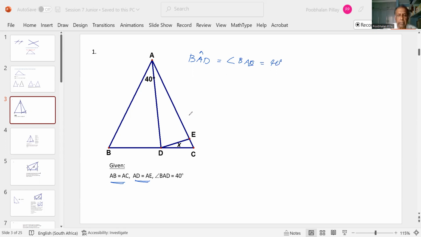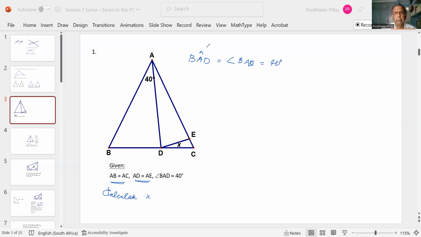But you are not given any other angle. You're just given that that is 40 degrees, and you are asked to calculate X. That is really the problem. I haven't written it down, but the prove or calculate X. Okay, so that is the problem. How do you calculate this little angle here?